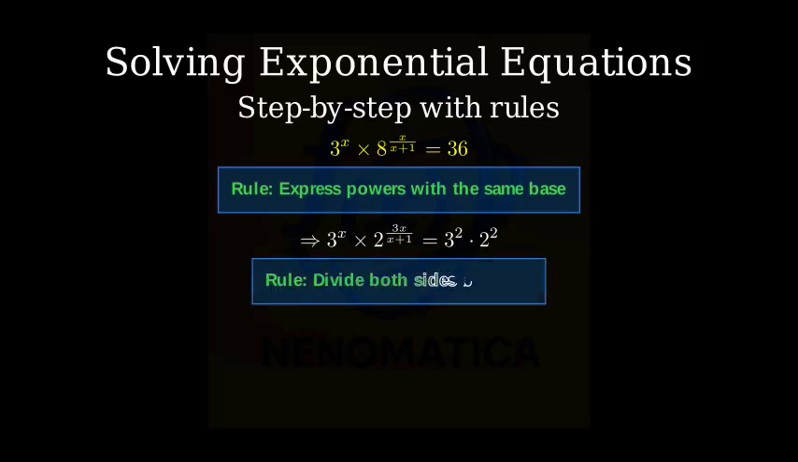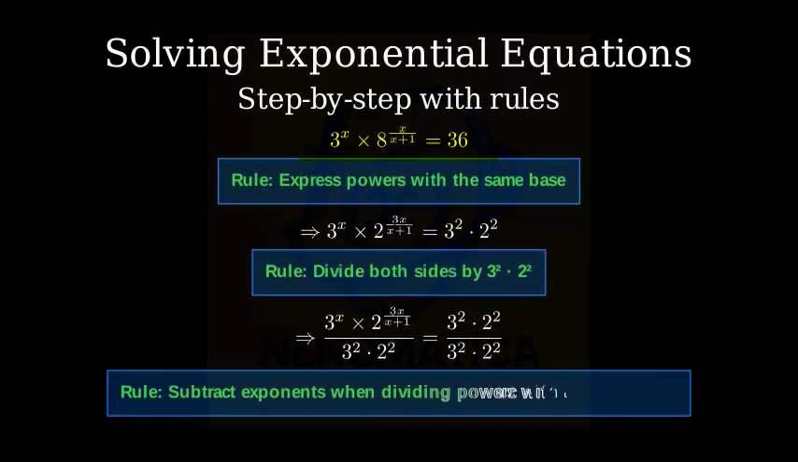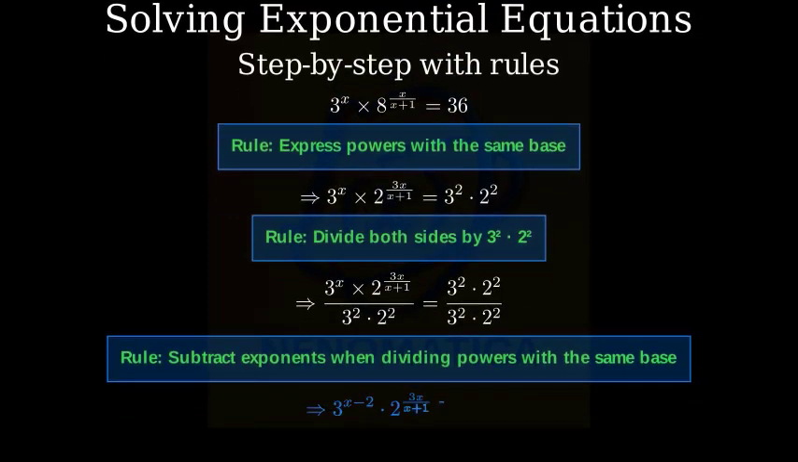Next, we'll divide both sides by 3 squared times 2 squared to isolate our variable terms. When dividing powers with the same base, we subtract the exponents. So 3 to the power of x divided by 3 squared becomes 3 to the power of x minus 2. Similarly, 2 to the power of 3x over x plus 1 divided by 2 squared becomes 2 to the power of 3x over x plus 1 minus 2.